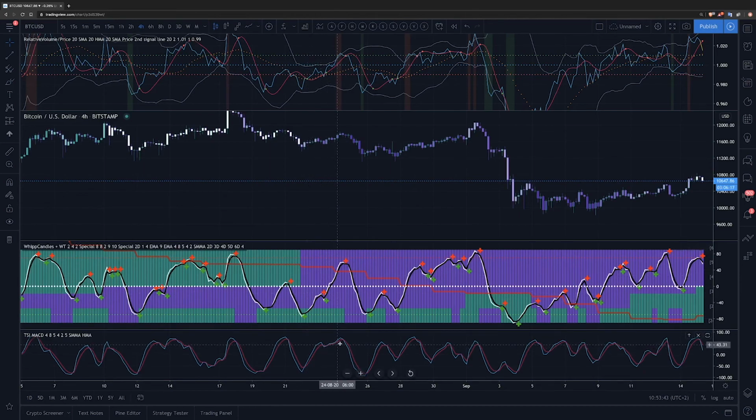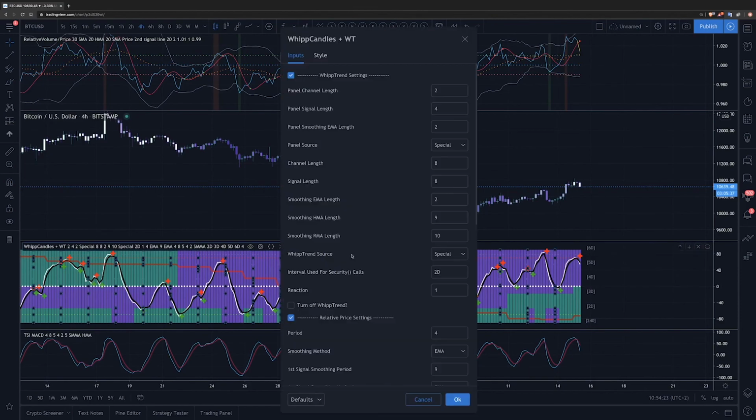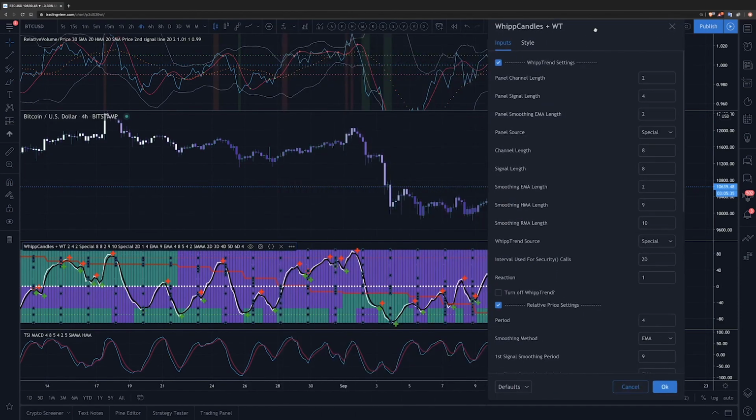We've got a nice push up on TSI there, and then at that point we turn bearish on the TSI. We've got our sell on the whip candles, and we've got a sell on the relative volume price, and then we have a nice move down there. Yep, tweaking, just have a play. You can make it fit for the time frame. That's basically what I need to say is, does it work for your time frame?